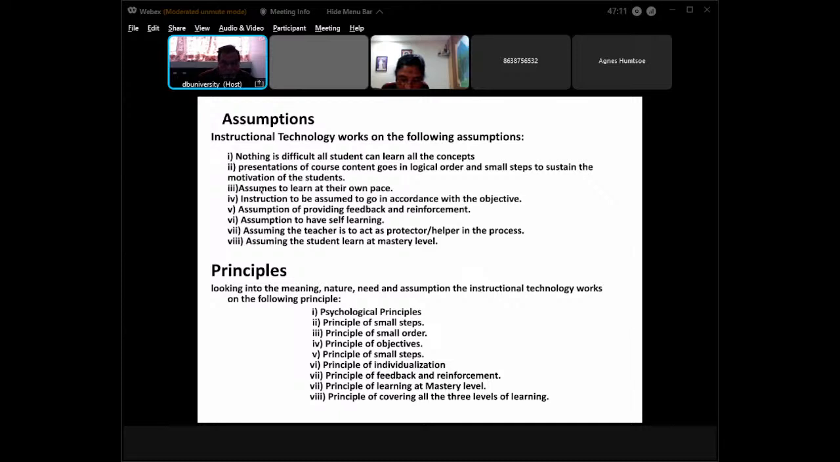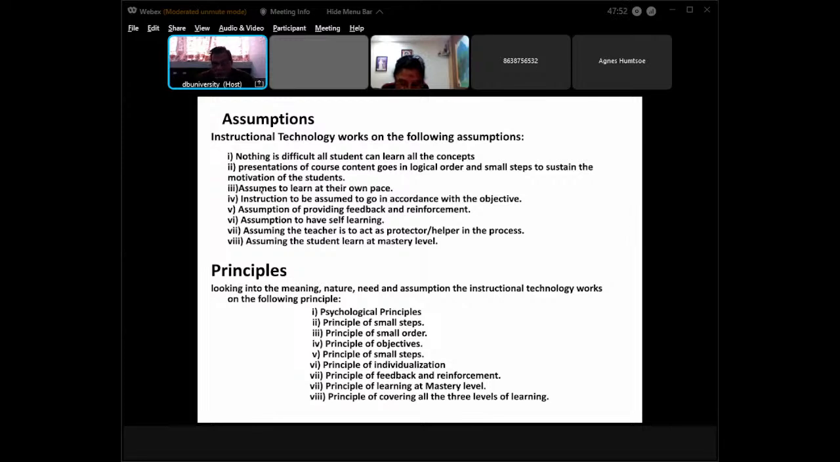Whatever the approach that has been specified under instructional technology, it goes with small steps. The whole course content is divided into small steps and students are to learn stepwise. Until the first step is learned by the students, the teacher doesn't have the green signal to move to the second step. Until the second step is learned by all the students, the teacher doesn't have the green signal to move to the third step. That kind of system has been prescribed under the structure of instructional technology.